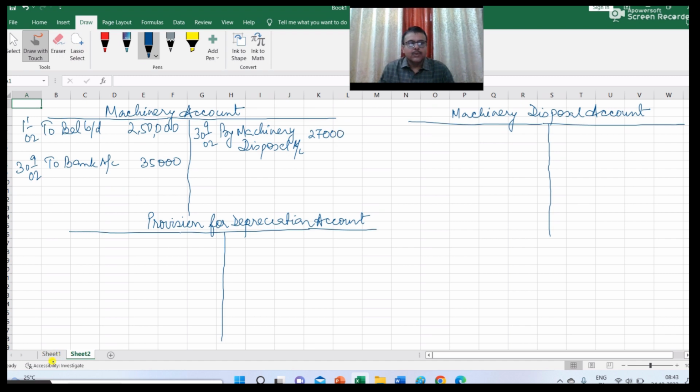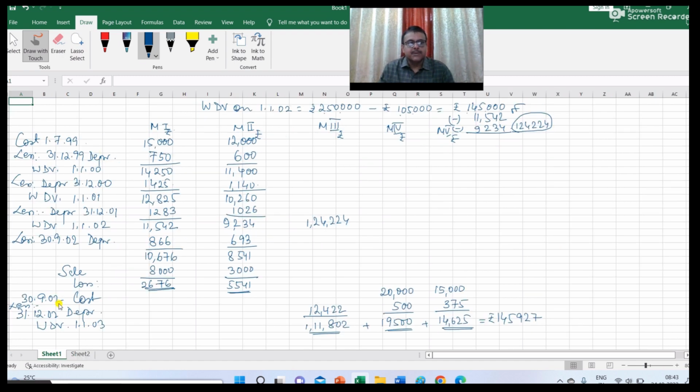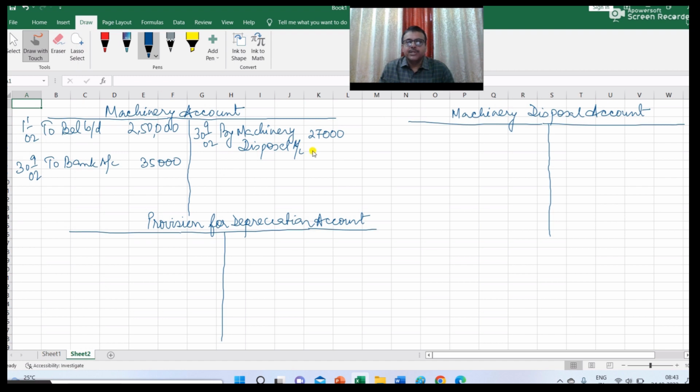27,000. You can see that on 30th September 2002, two machines, original cost 15,000 and 12,000, were sold out. So I have written here by machinery disposal as 27,000. Here the machinery account is being maintained at cost. So on 31st December 2002, the value of machinery at cost will be 2,58,000.